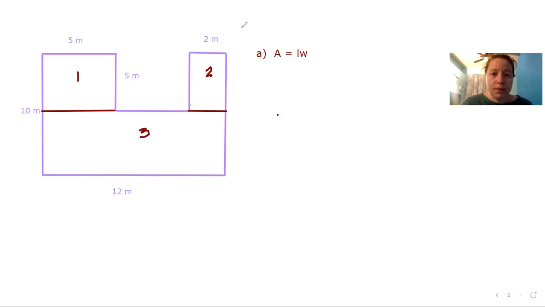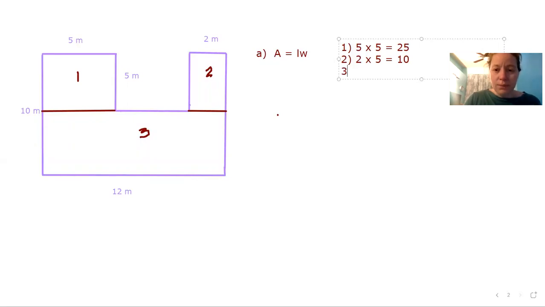Okay, so my very first one, number 1, is going to be 5 times 5, which is 25. My second one, number 2, is going to be 2 times 5. I got the 5 from right there. That's the same one as that one is. So they're both 5s. 2 times 5 equals 10.